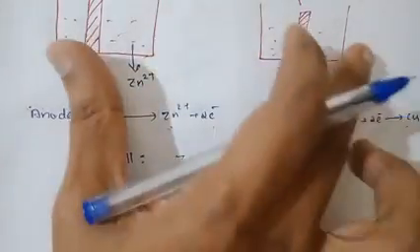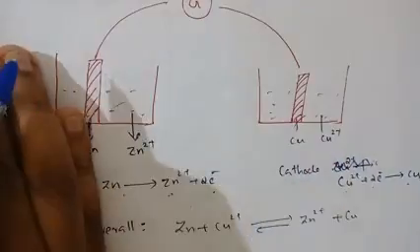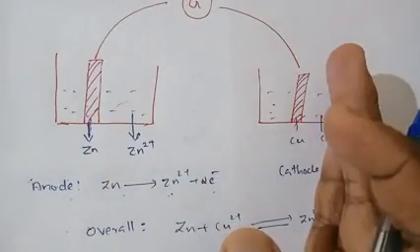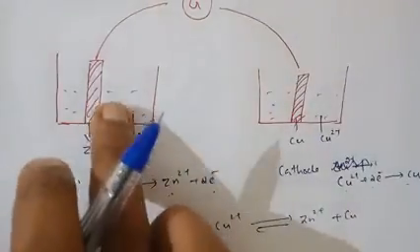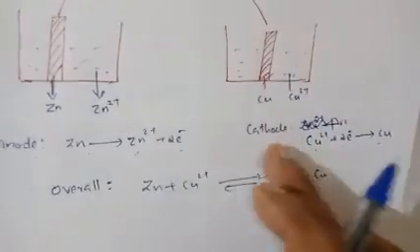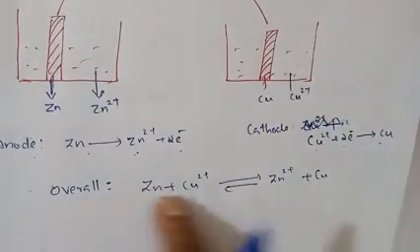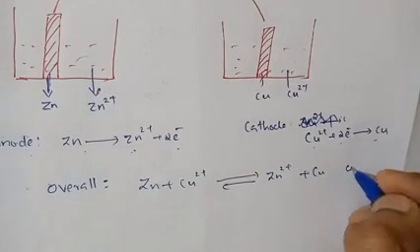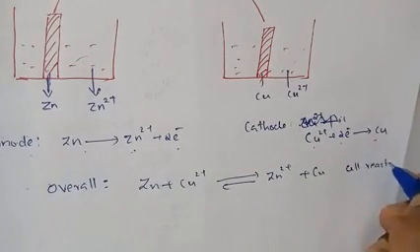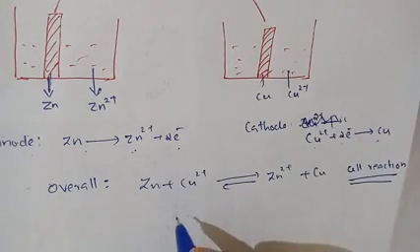If this is called a cell, this will be one half cell and this will be another half cell. This is a half cell and this reaction is a half cell reaction. This is another half cell and this reaction is another half cell reaction, and this is the overall reaction. We can call it the cell reaction. Clear? So this is the overall cell reaction.